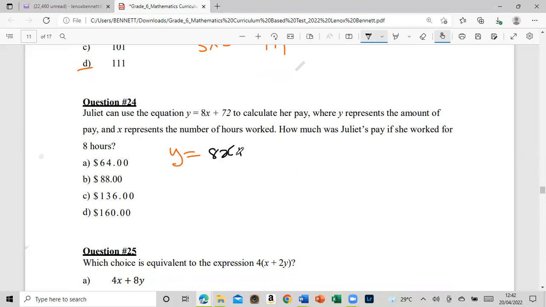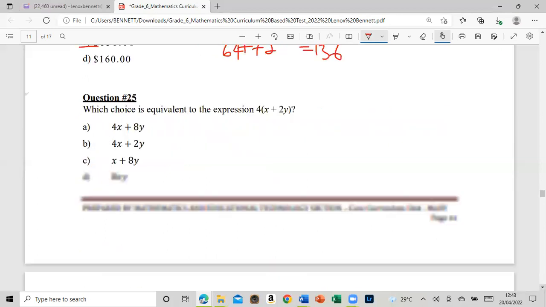All right, and it's 8x. Let's see what they say now, where x represents the number of hours. How much pay would she get if she worked for 8 hours? So that would be 8. Since x represents the hours, she works 8 hours. So if we have an 8 here, I'm going to put another 8 here, plus 72. 8 times 8 is 64, plus 72, that is 136. Yes, it's correct. 136.